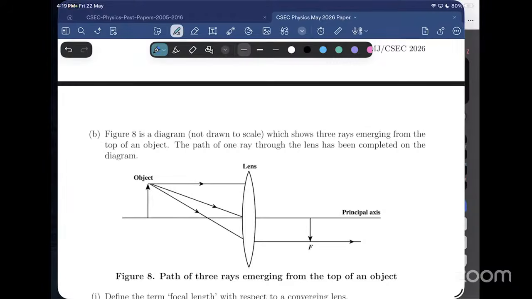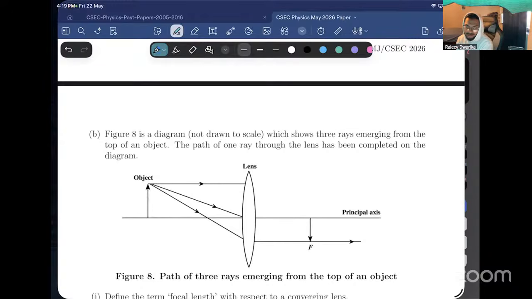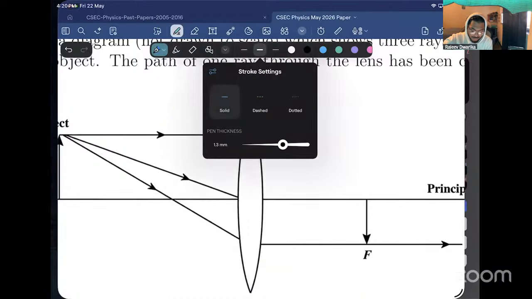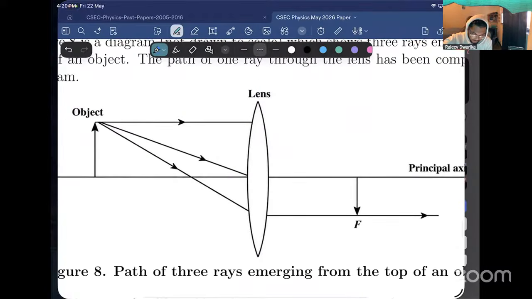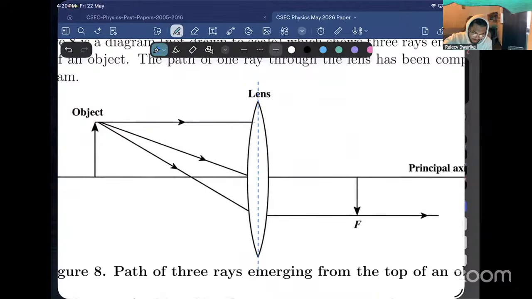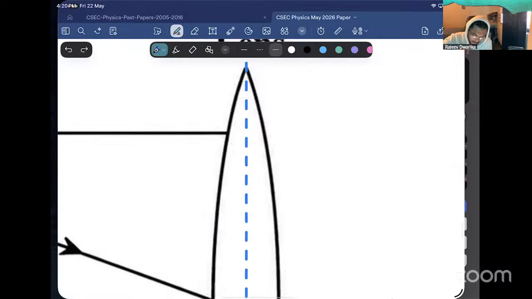Tell me, what kind of lens is that? A divergent or a convergent? Convergent. So after it passes through the lens, wait, take a second. It's going to want to converge at the what? The focal point. It's going to want to converge at the focal point, yes.